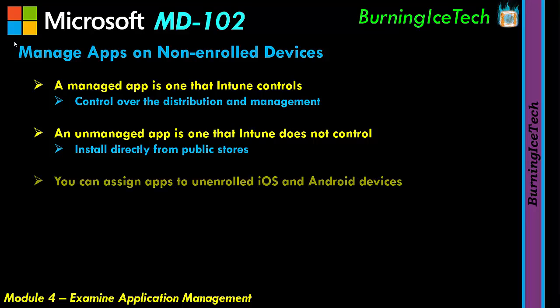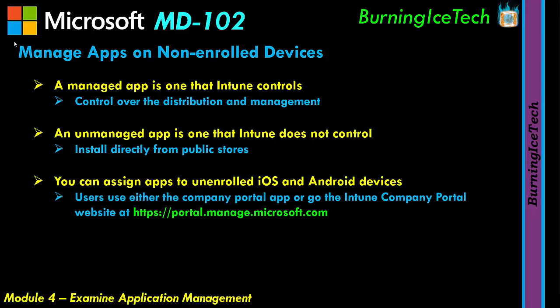You can assign apps to unenrolled iOS and Android devices. No surprise there. I mean, obviously, you're going to go and choose a group in your Intune environment. This group is going to include devices. It's a device group. And in that device group, you can have either just iOS or just Android or a mix of the two. And in case you're wondering, users use either the company portal app or they go to the Intune company portal website at the address that I've just specified for you guys.